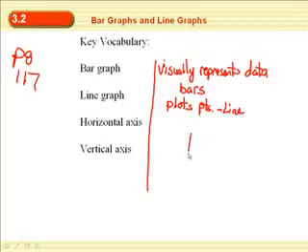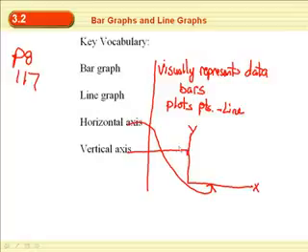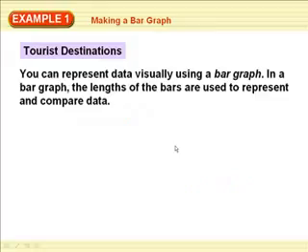And then graphs always have a horizontal axis and a vertical axis, which is really the x-axis and the y-axis. Horizontal is the horizontal line right there. Vertical is the vertical line. So there's some vocabulary. Let's see what they have us doing here.